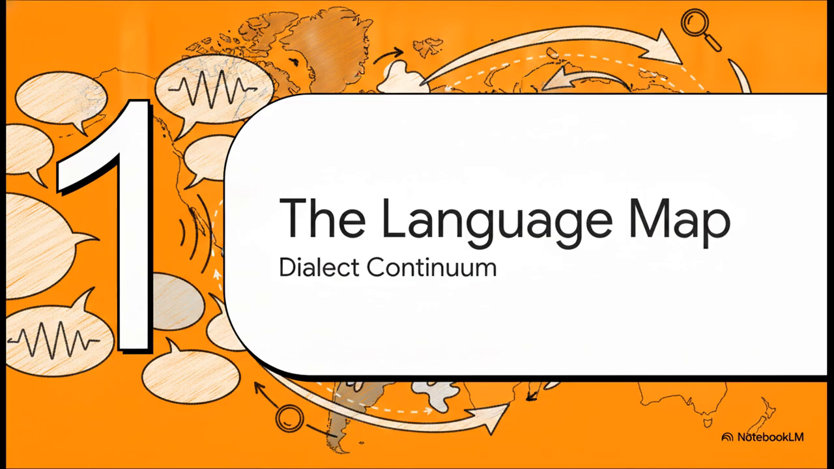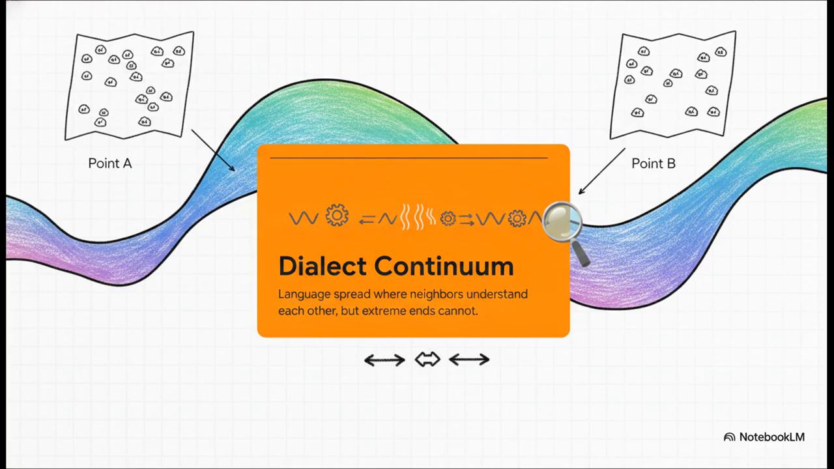All right, Section 1, the language map, surveying the dialect continuum. Let's start with the macro view and see how dialects actually spread out across geography. So look at this concept of a dialect continuum. It's essentially a geographic spread where neighboring speakers can understand each other perfectly. Linguists call this mutual intelligibility. But speakers at the extreme opposite ends of that map absolutely cannot. Think about it. If you travel village by village from point A to point B, the changes in the local speech are so gradual you'd barely even notice them. It totally proves that mutual intelligibility is a fading gradient, not some hard, fast line in the sand.